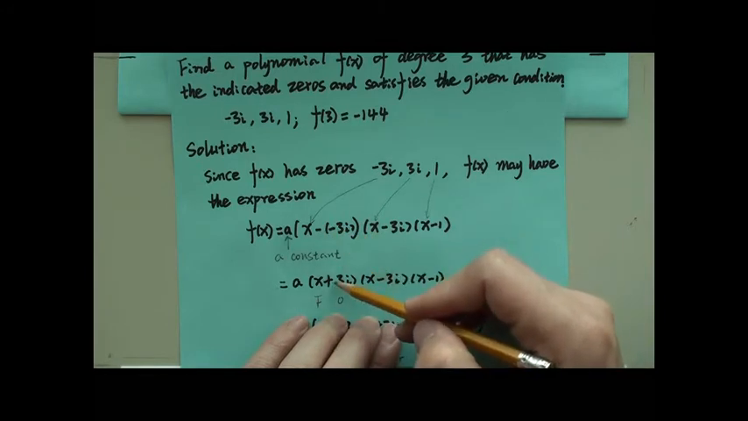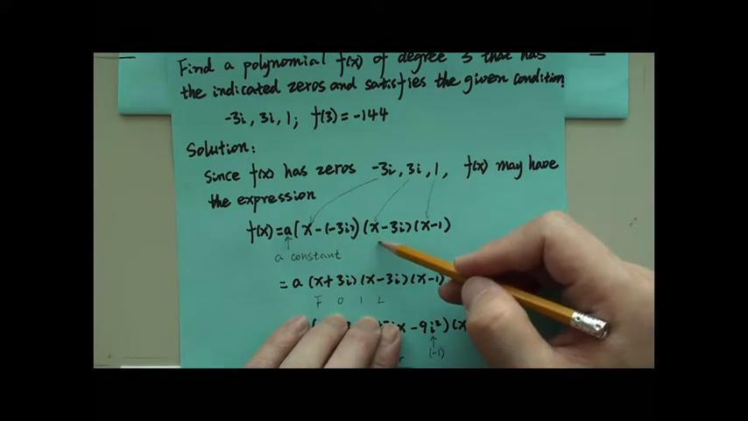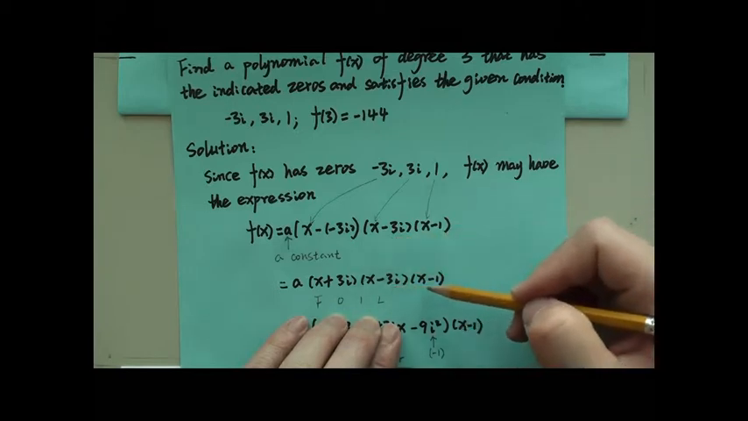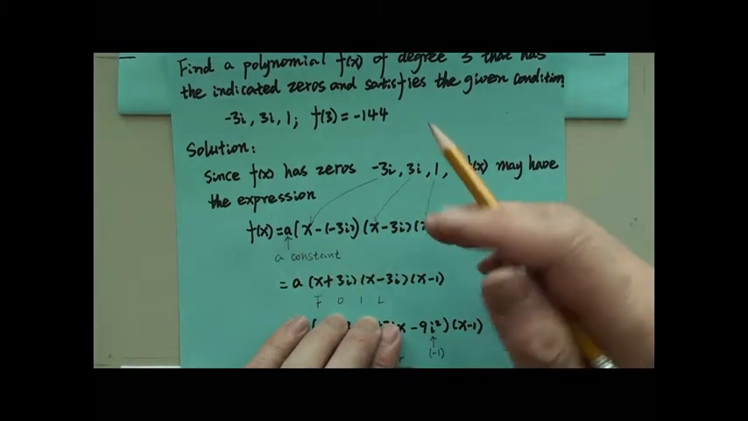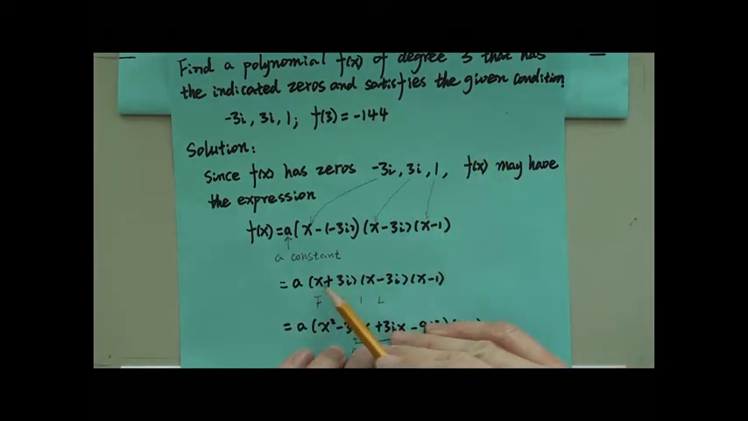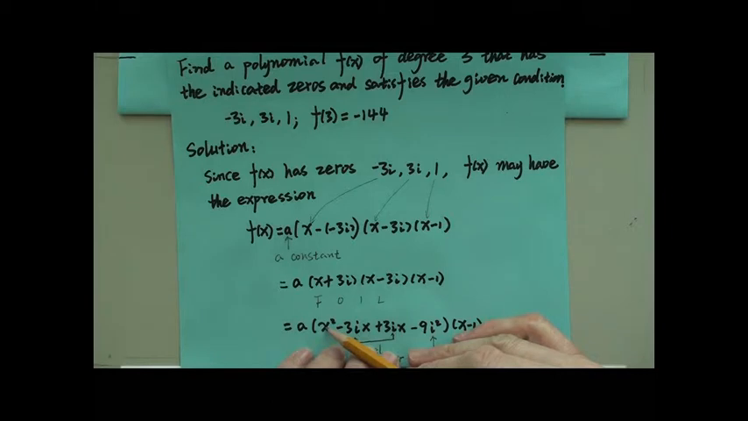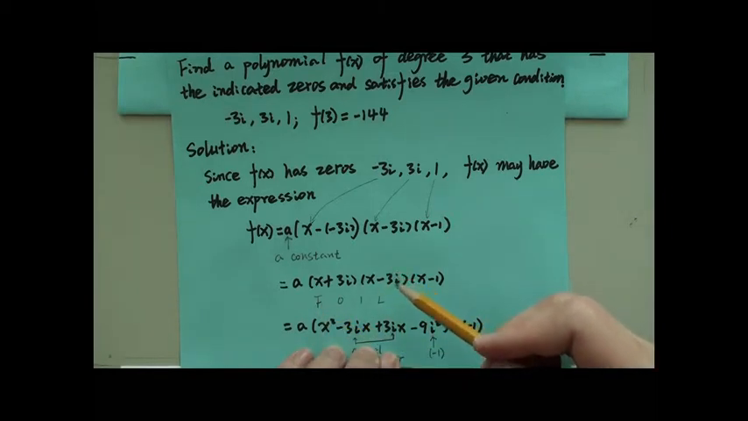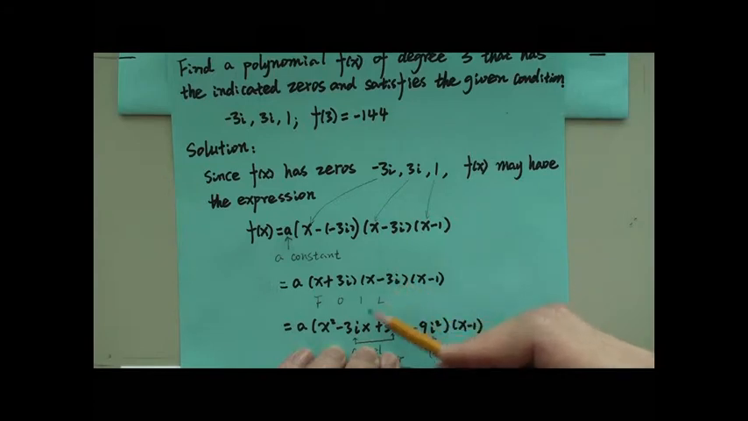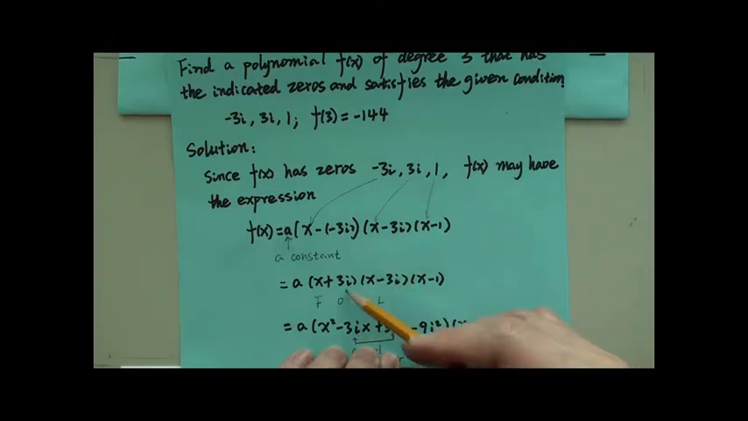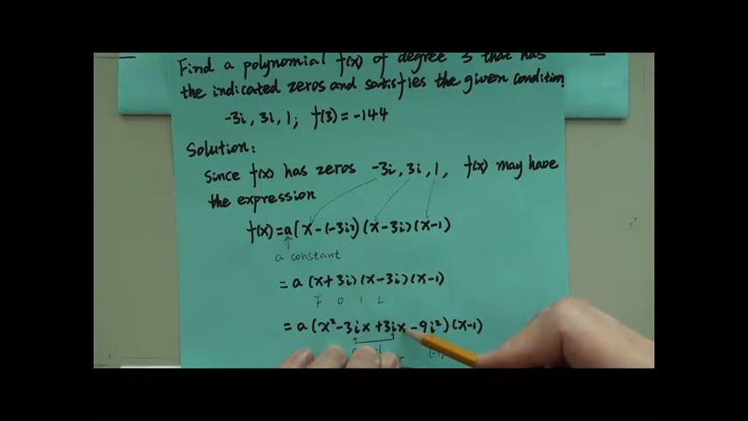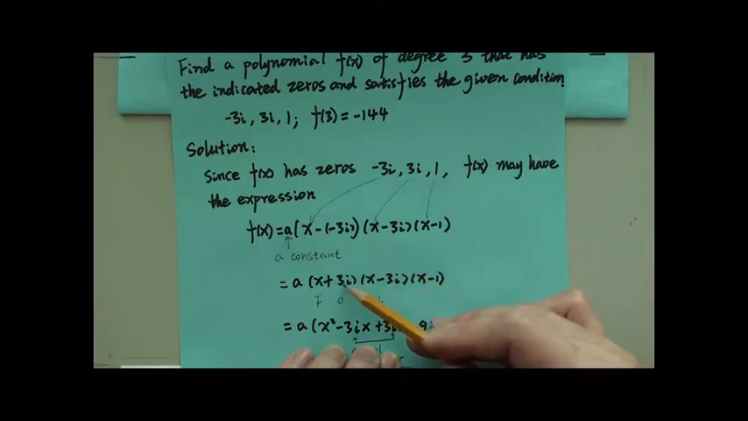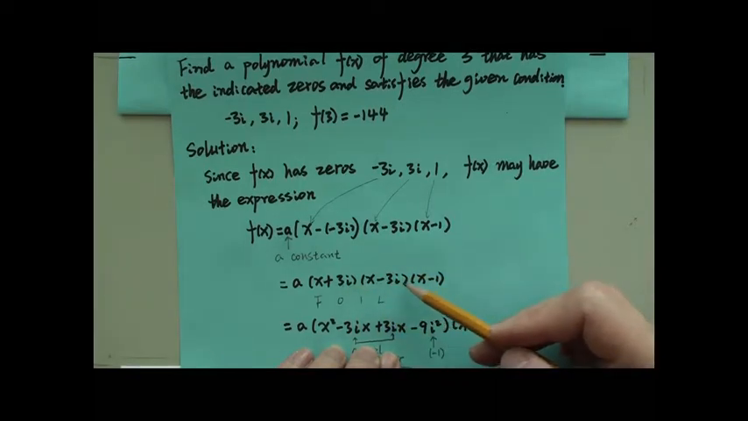Negative negative is positive 3i, and we copy the rest of the two factors down here: x minus 3i, x minus 1, and a goes down to here again. Now, by using the FOIL method, the first one times x is x squared. The outer product is x times negative 3i, so you have a negative 3ix. The inner product is 3i times x, so you have a 3i times x. And the last product is 3i times negative 3i.